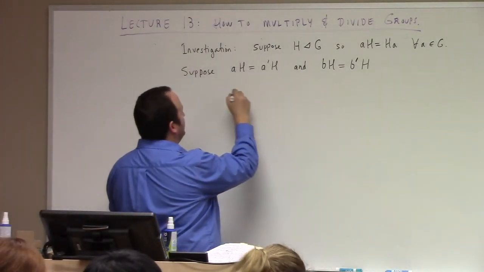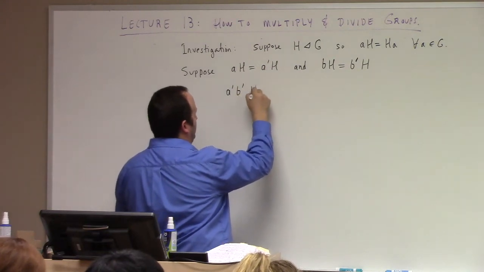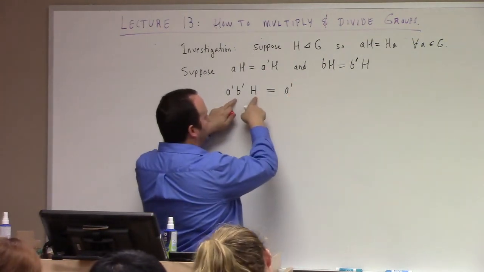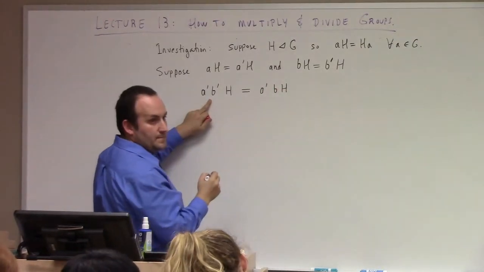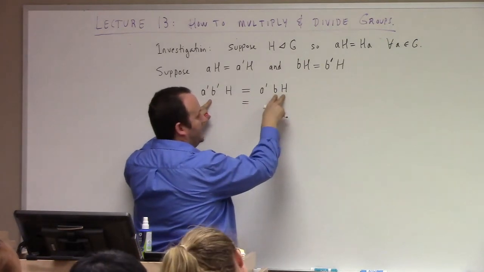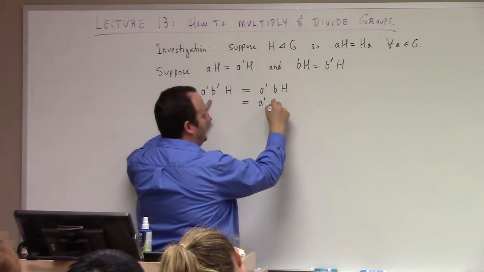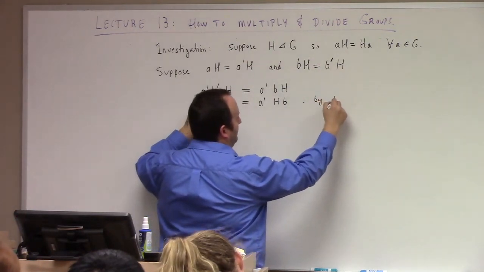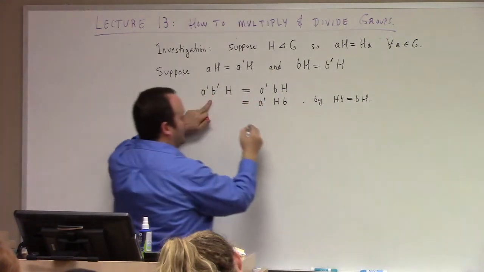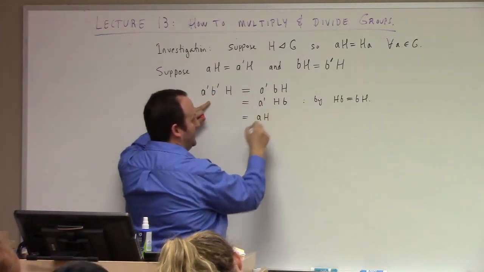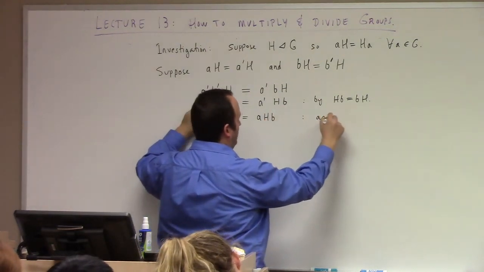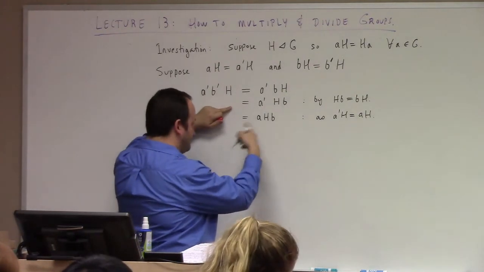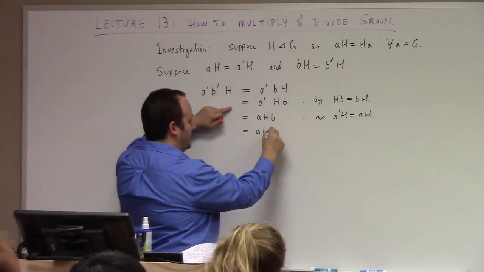Consider then that if we look at A prime B prime H, what's that equal to? So here's how it goes. This is A prime. Now B prime H is BH. Now, okay, but H is normal, right? So this is A prime HB, by normality. And then this is what? Well, this is AH, because we assumed A prime H is equal to AH. And now we use normality of H again. So that gives us ABH.